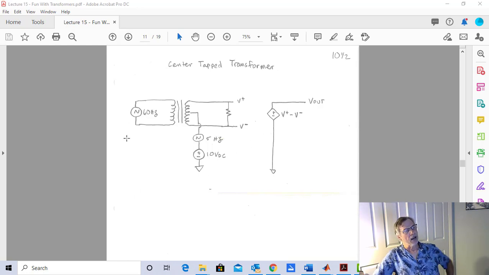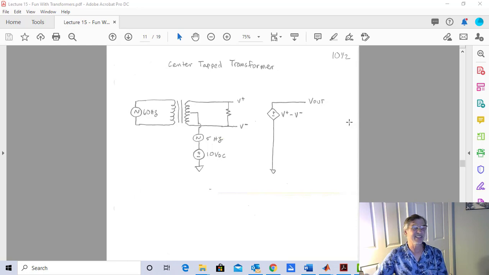Now I'm going to take into account the 60 hertz input here. Let's say the turns ratio is 1. When I turn this on, I'm going to get an AC voltage across these two terminals. See that? I get an AC voltage here, so that is going to get amplified by my dependent source. So here's the deal. I can put whatever I want on this center tap, and I'm not going to see it at the output of this dependent source.